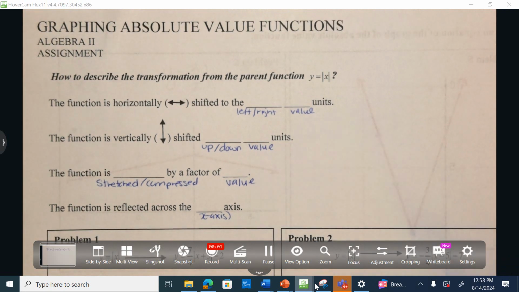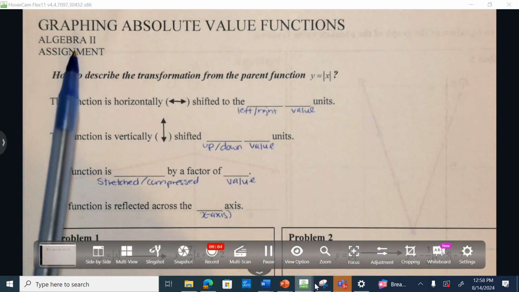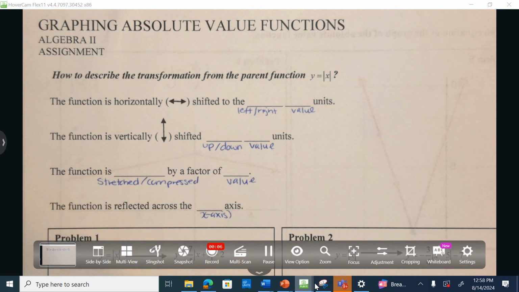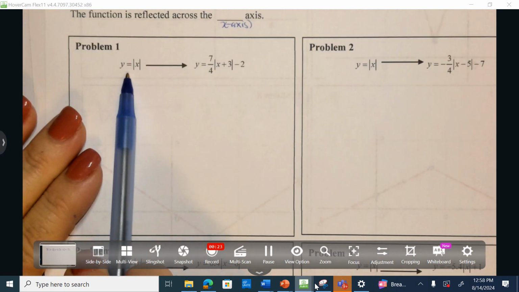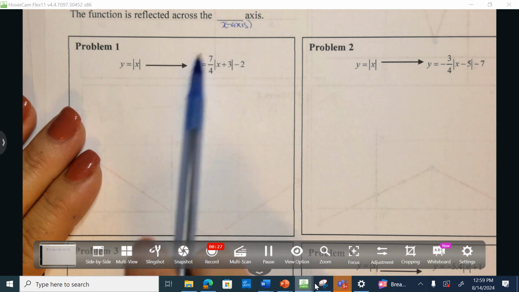All right, grabbing the paper from our substitute, we're going to start here by having you look at what I've provided you at the top of your assignment. You are going to be describing in words on paper, without graphing it on a calculator, what is happening. So as I go from this basic parent function, an absolute value function, to this, we're going to describe what happens.